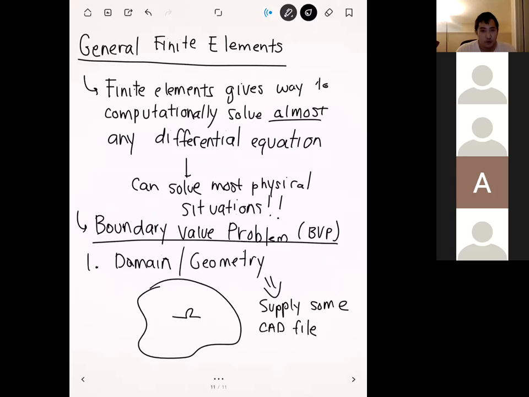Okay. And so for general finite elements, it's no different, except now we can be a lot more general and a lot more arbitrary for what we specify for the domain. So we're not just limited to beams and trusses anymore. So now we can do basically anything that we want. Okay. All right, any questions on this so far?